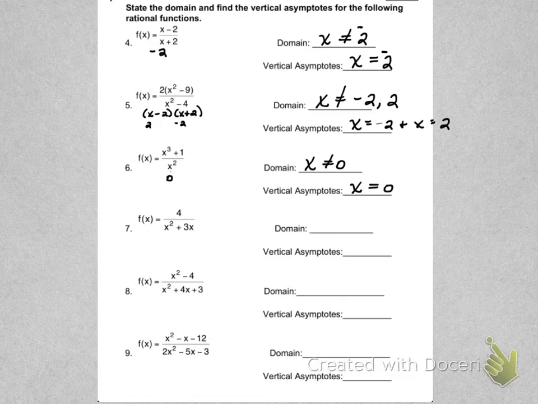All right, on number 7, we can factor out an x, and we're left with x plus 3. So again, there's two values that could make this denominator equal 0. If x was 0 or if x was negative 3, either way, then this denominator would equal 0. So two values are not in the domain, so x is not equal to negative 3 or 0. And it has two asymptotes. One of them is at x equals 0, and the other one is at x equals negative 3.